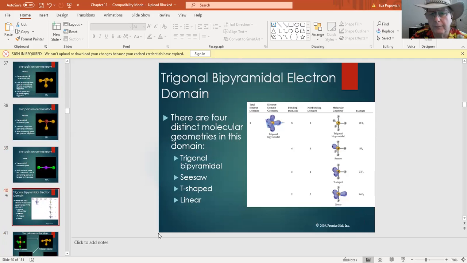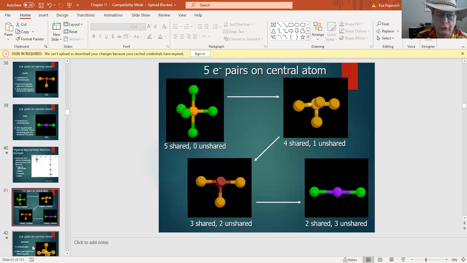So if I have an electron domain geometry of 5 clouds, that gives me trigonal bipyramid. No lone pairs, trigonal bipyramid. 1 lone pair, seesaw. 2 lone pairs, T-shaped. 3 lone pairs, linear. So it goes from 5 shared, no lone pairs; 4 shared, 1 unshared, seesaw; 3 shared, 2 unshared, T-shaped; 2 shared, 3 unshared, linear.